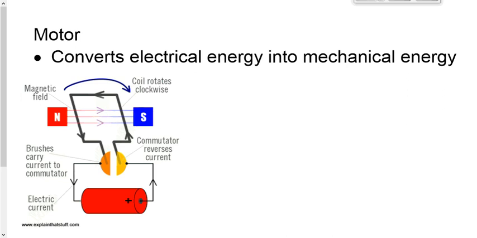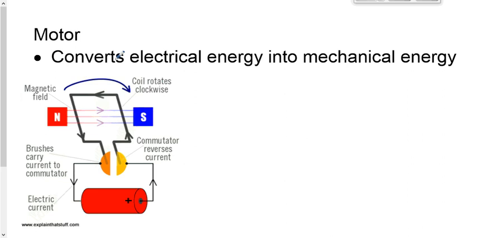A DC generator is otherwise known as an alternator. You might have heard that term before because that's what the generator in your car is called. It is an alternator. It converts the mechanical energy of the engine into electrical energy to replenish the battery.